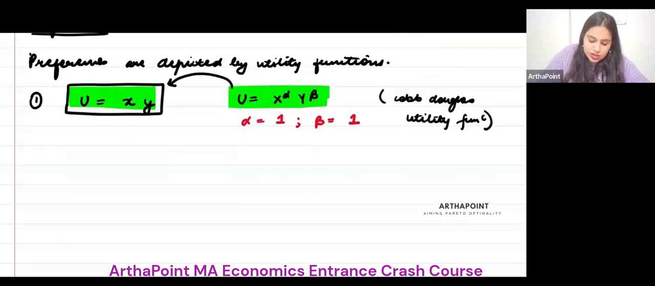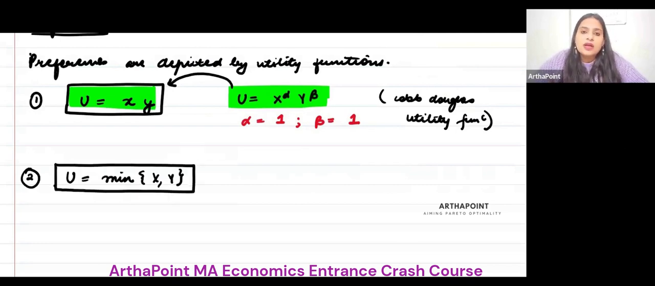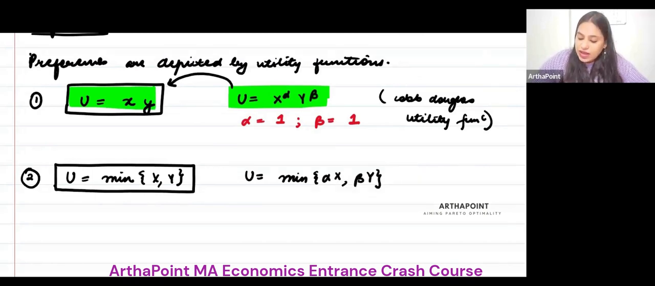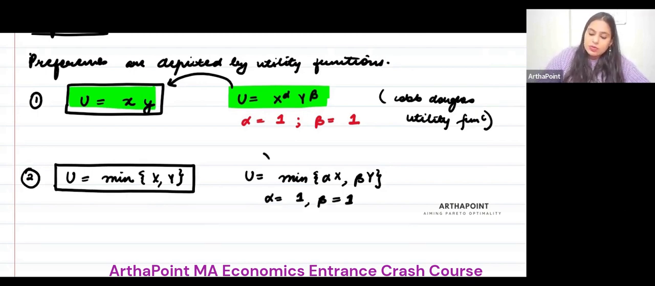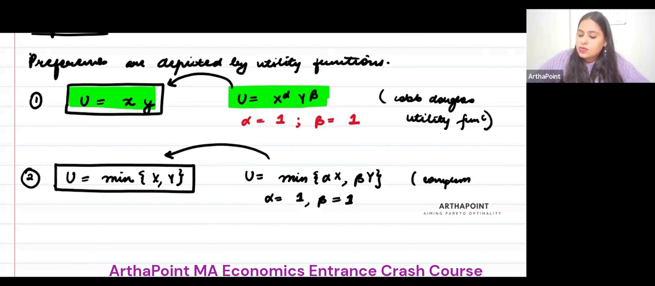Now, the second kind of utility functions that we have are min utility functions, min of x, y. Again, the general form of these utility functions is min of alpha x comma beta y. But if I put alpha as 1 and beta as 1, I will be able to jump on to this kind of utility function. These are my complementary goods utility function.